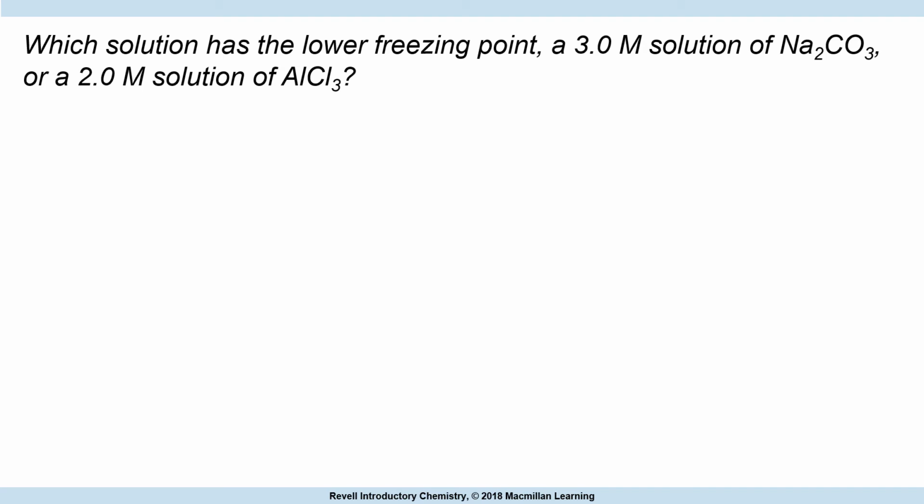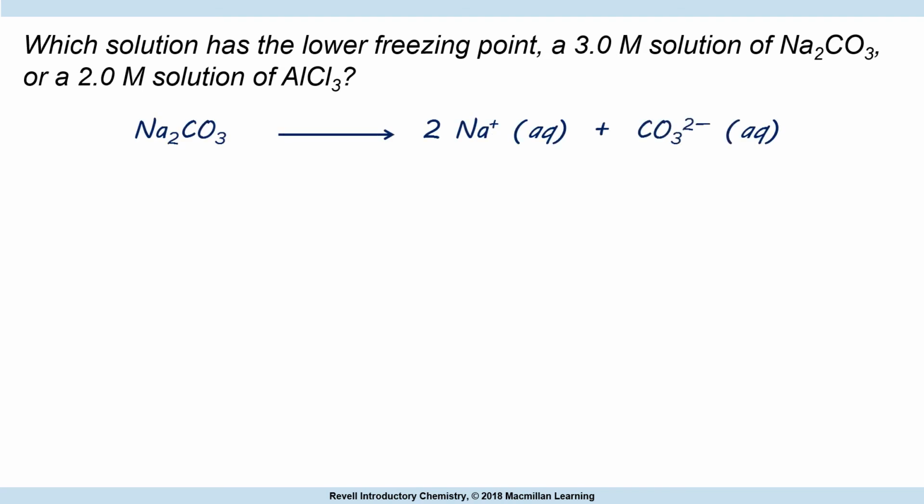Let's look at a couple examples. Which has the lower freezing point: a solution of 1 molar sodium carbonate, or 2 molar aluminum chloride? So we're looking for the concentration of ions. Which one has a higher concentration of ions or particles? The sodium carbonate dissolves to 3 equivalents.